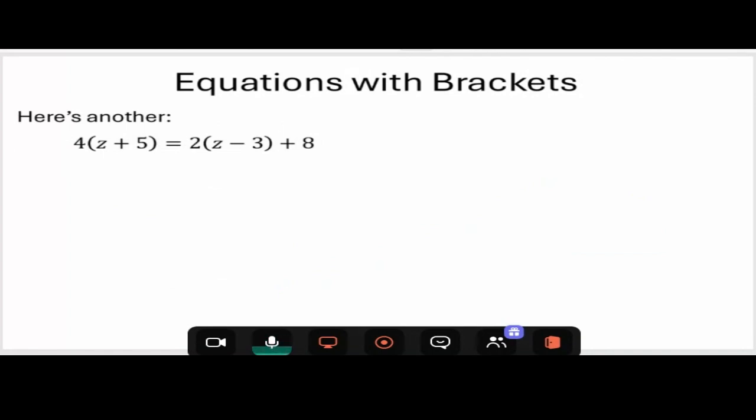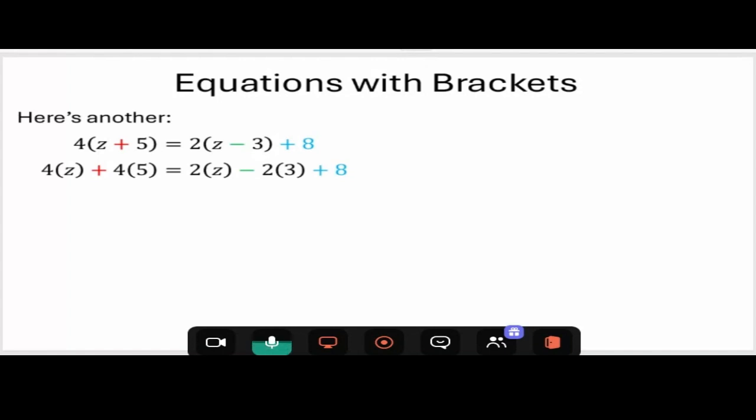Here's another one. And you can see this one has brackets on both sides, and that's okay. Let's expand them all. So I've done some coloring there. I got the plus 8 in blue, and that's just going to continue to hang out back here because it doesn't go away, so it's always going to be there. I got this plus sign in red and this minus sign in green.